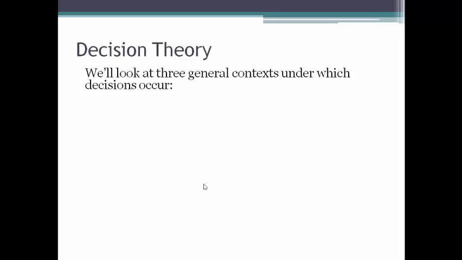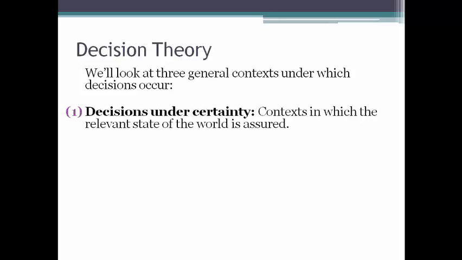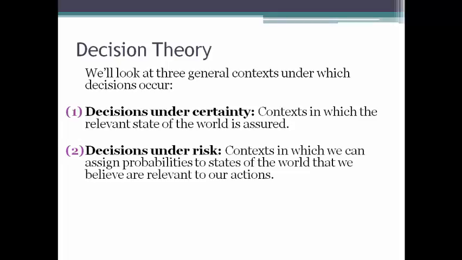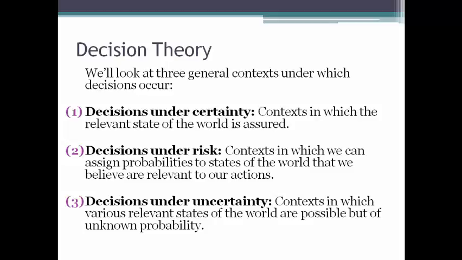We're going to look at three general contexts under which decisions occur. The reason we make the divide into these three different contexts is because the decision procedures are a little different under each. So the first category, decisions under certainty. This is a context in which the relevant state of the world is assured. Second, we've got decisions under risk, a context in which we can assign probabilities to states of the world that we believe are relevant to our actions. And then third, we've got decisions under uncertainty, a context in which various relevant states of the world are possible but of unknown probability.